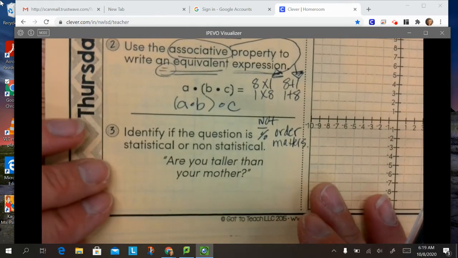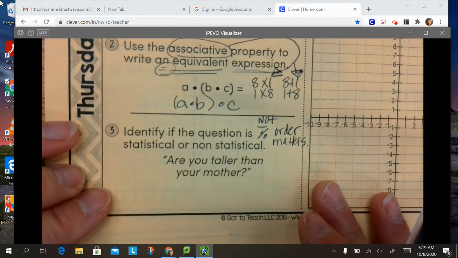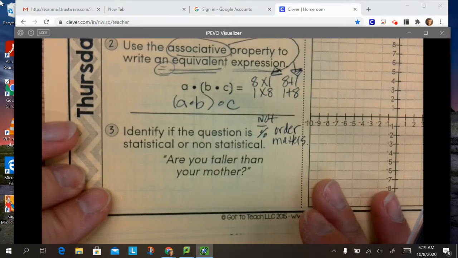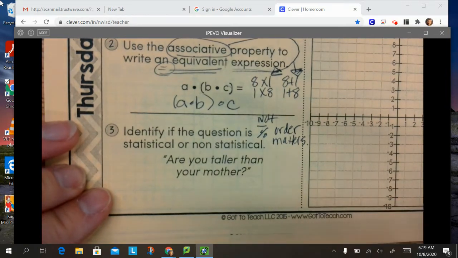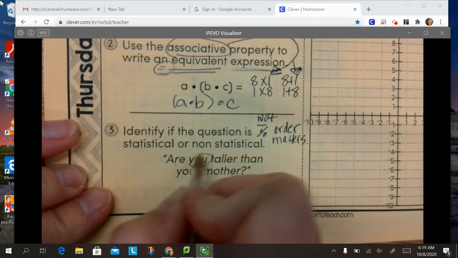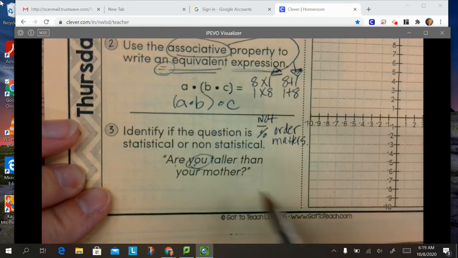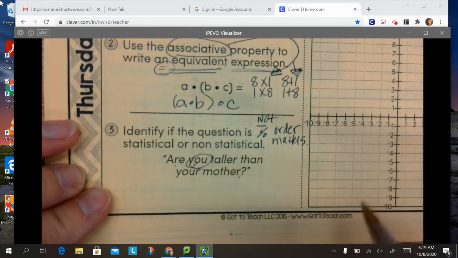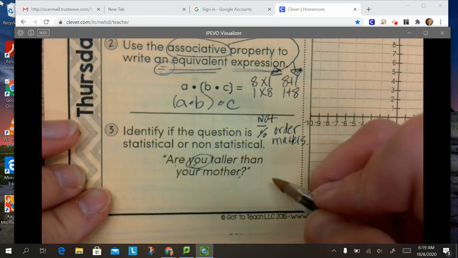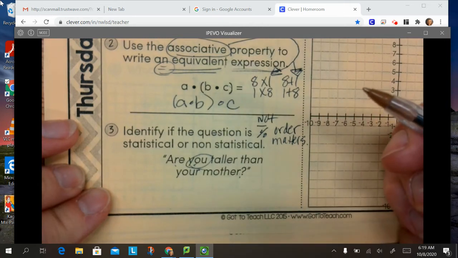All right, number 3. It says identify the question and figure out if it's statistical or not statistical. Okay, and it says, are you, so they're just asking one person, are you taller than your mother? Well, to really think about if it's statistical or not, you have to think, well, would this question involve enough people to get enough data, to get enough answers to report back on it?